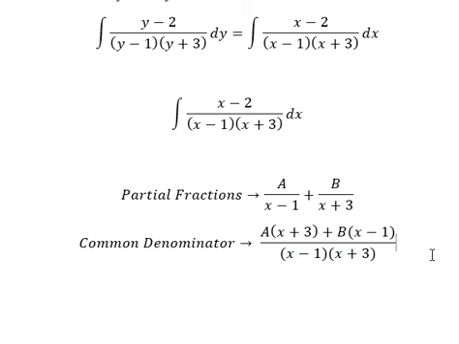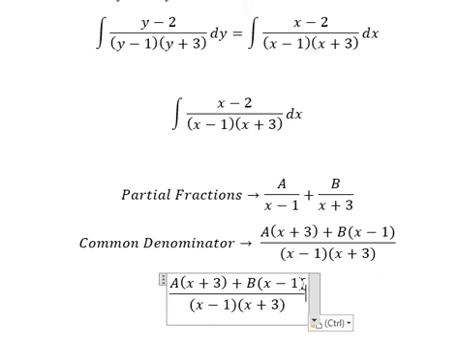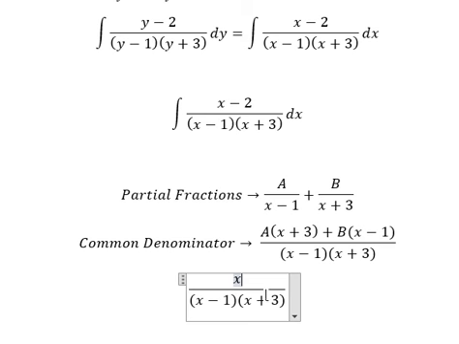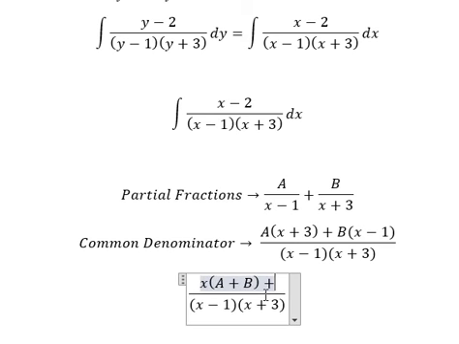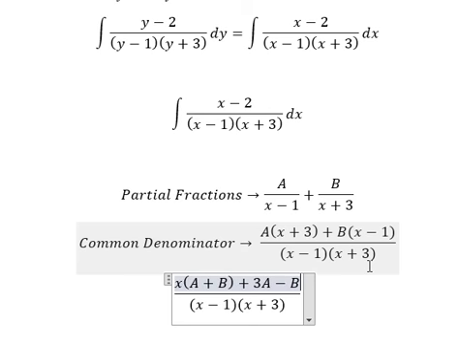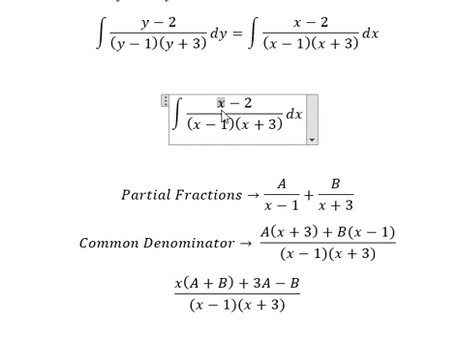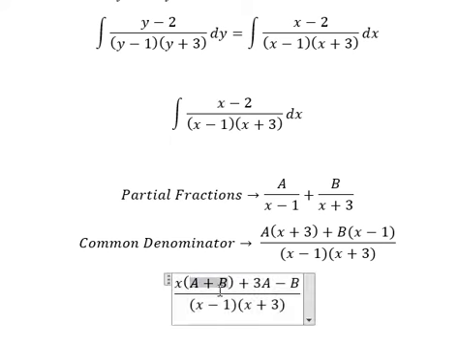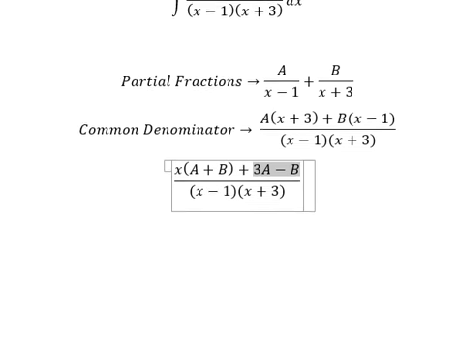Next, we need to arrange based on the term of s. So about s we have a plus b. About nothing we have 3a minus b. So we look at the coefficients. We see that this is s, that means this one should be equal to number 1. And the next one should be equal to negative number 2.